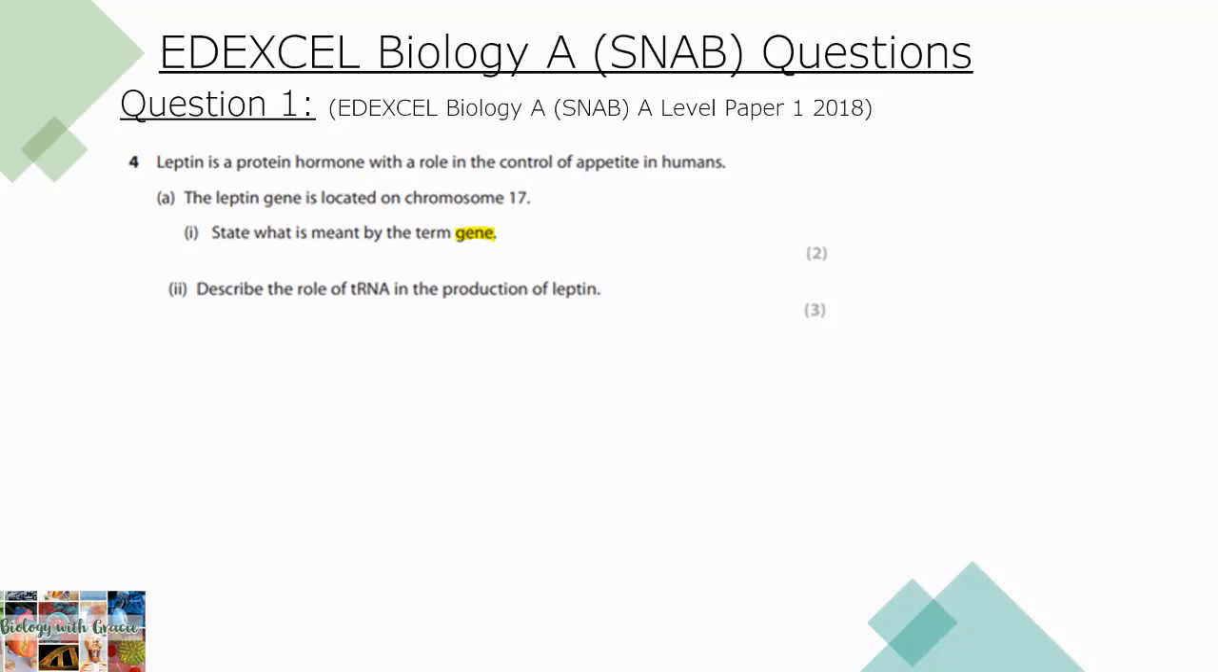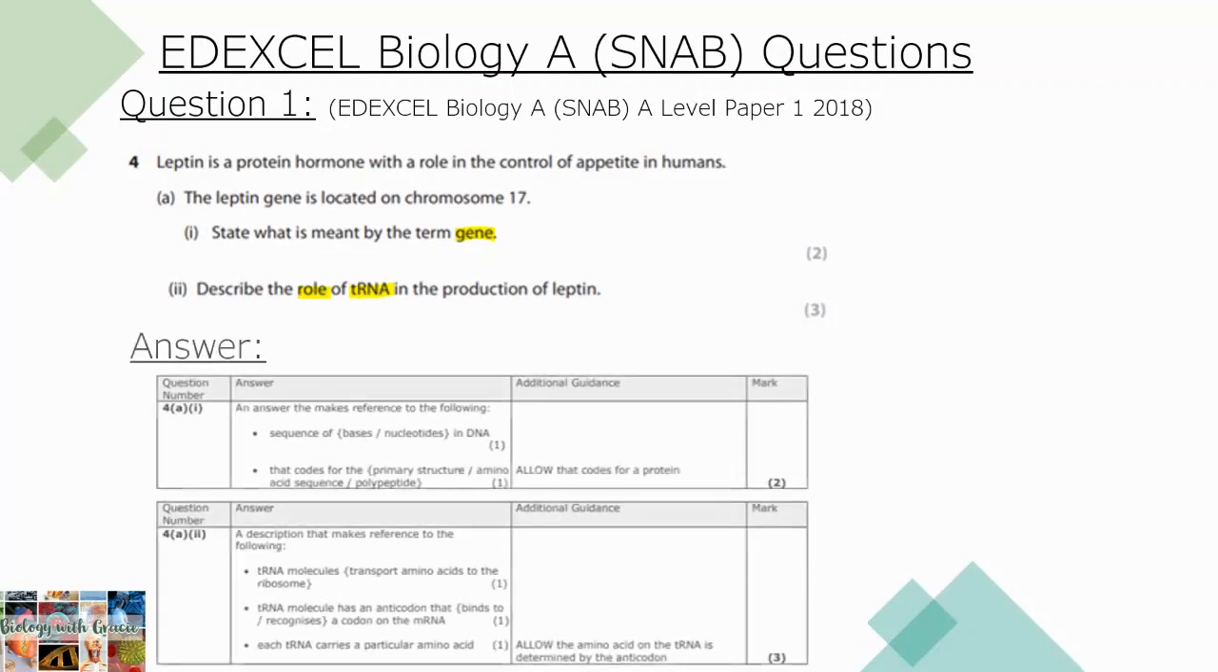And then we've got our second point here. Describe the role of tRNA in the production of leptin. So we've got the role of tRNA. We know that tRNA is involved in translation. So that is obviously what they are asking us to discuss here. We know that the tRNA actually carries the amino acid to the ribosome, and then it has an anticodon that binds to mRNA's codon. And then it carries a particular amino acid to the mRNA on the ribosome, which is coded for by the mRNA. So we can see our answers here.